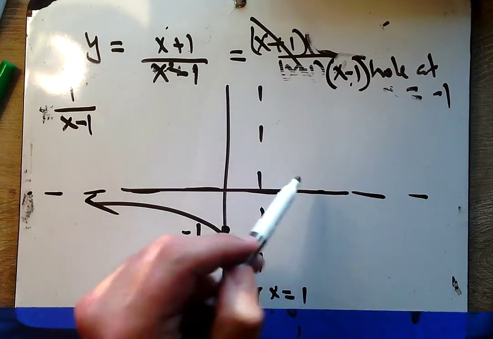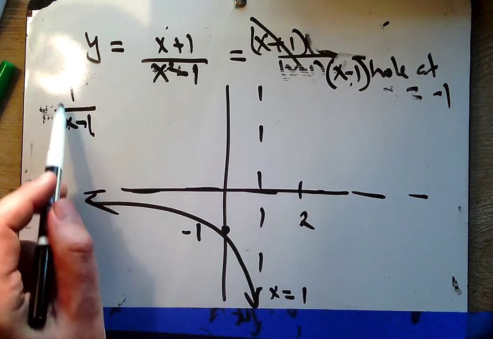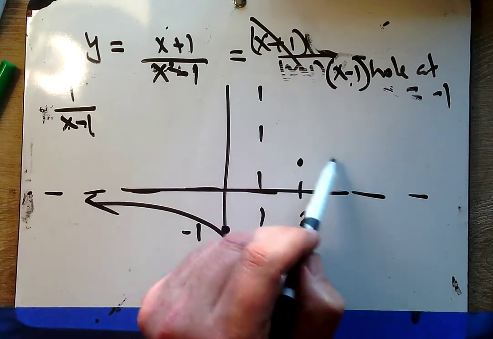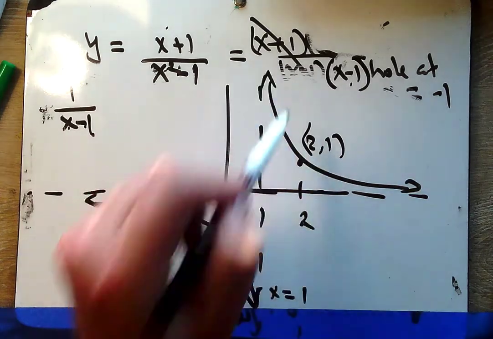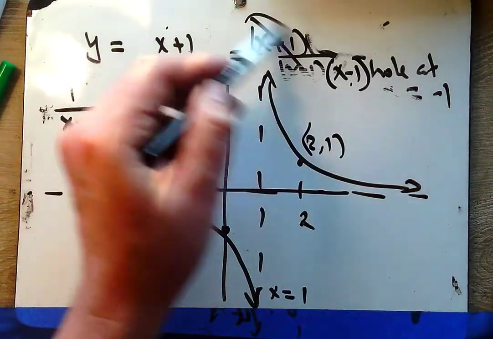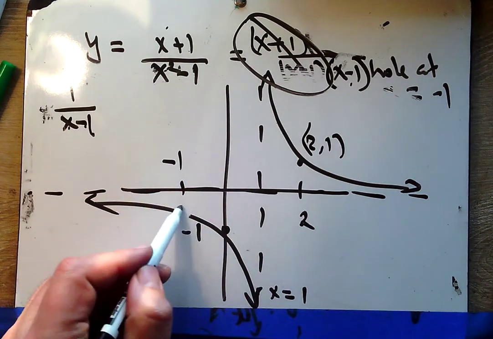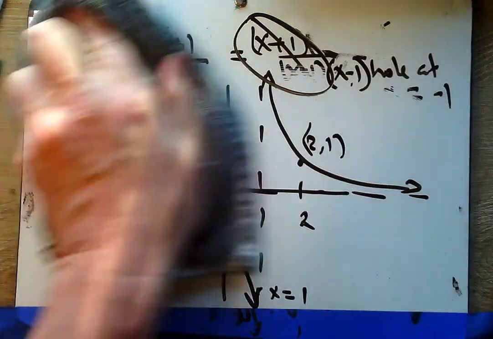And so I end up with this. If I plug in a test point like 2, 2 minus 1 is 1, 1 over 1 is 1, 1 is bigger than 0. So 2, 1 here, and bend. Am I done? No. Don't forget the hole. There's a hole at x equals negative 1. Okay, don't lose those holes. Speaking of which, how do you know if there's a hole in the graph?